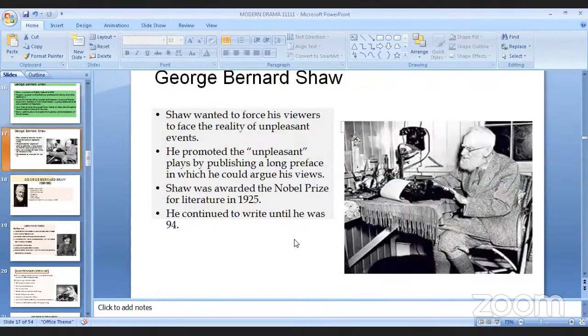George Bernard Shaw wanted to force his viewers to face the reality of unpleasant events. He promoted the unpleasant plays by publishing a long preface in which he could argue his views. Shaw was awarded the Nobel Prize for Literature in 1925. He continued to write until he was 94.